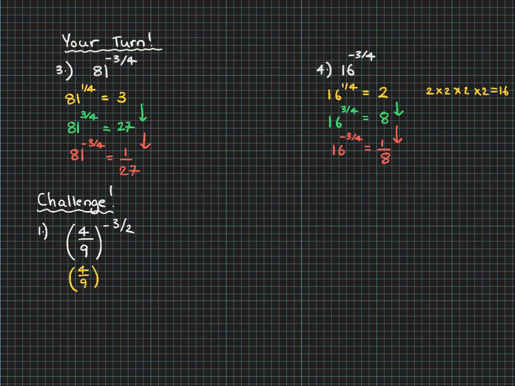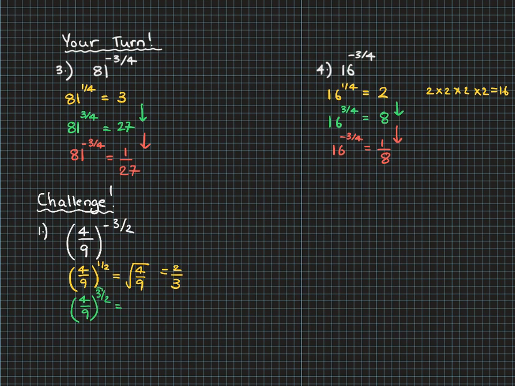4/9 to the power of 1/2. So, that means the square root of 4/9, which we know means square root the 4 to get 2, square root the 9 to get 3. Now, 4/9 to the power of 3/2. So I'm dealing with the positive version of the index, the numerator part here.